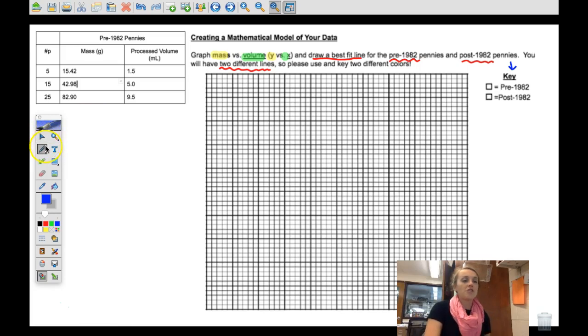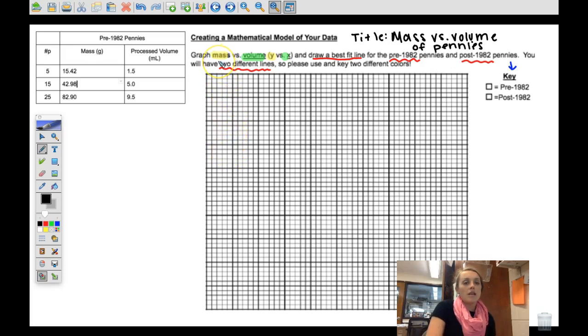Now the first thing we do when we have a graph may seem to be the simplest of the tasks, but it's often the most forgotten, and it's a title. If we title our graph, traditionally we'll do independent versus dependent. So in this case, it's mass versus volume of pennies. And it's nice to be specific so that people who read our graph know what we're talking about.